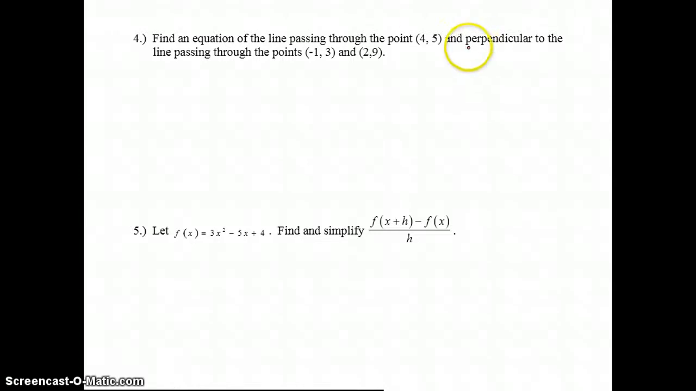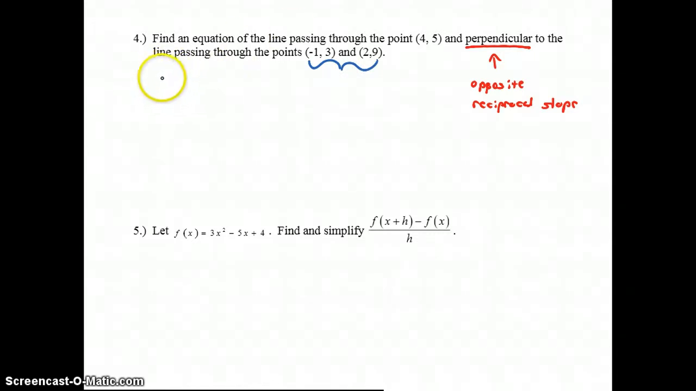So, when I see that it's perpendicular, this leads me to think opposite reciprocal slope. Opposite meaning if it's positive, make it negative. If it's negative, make it positive. Reciprocal meaning flip it over. So let's figure out the slope of this line that passes through these 2 points.